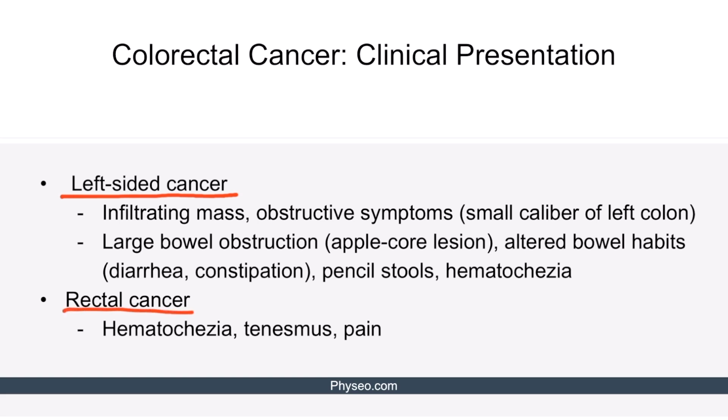Lastly, rectal cancer commonly presents with hematochezia, as well as tenesmus, which is a feeling of incomplete evacuation of stools, and/or rectal pain. And that's logical. It's in the rectum, so it can hurt. Because it's there where your stool would be, it feels like you're not getting everything out, which is true because the cancer doesn't get evacuated with your bowel movements.